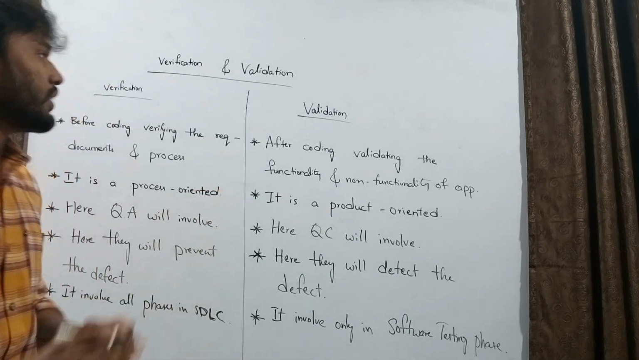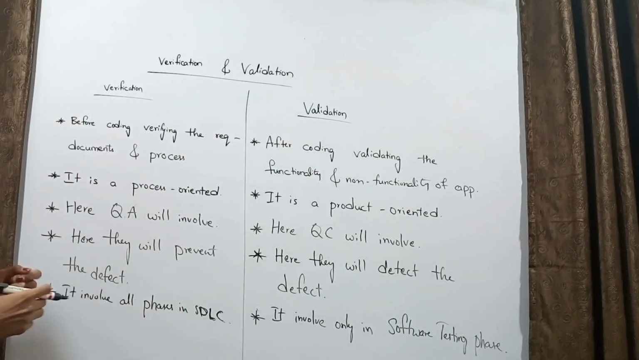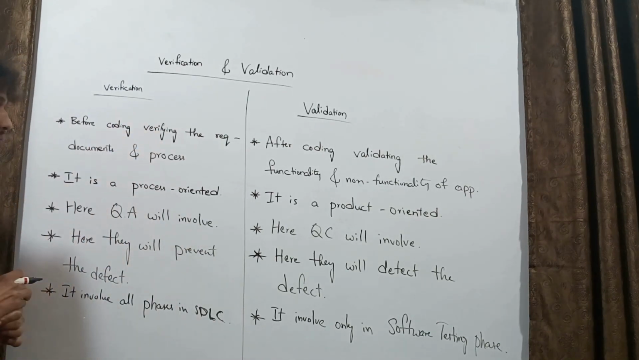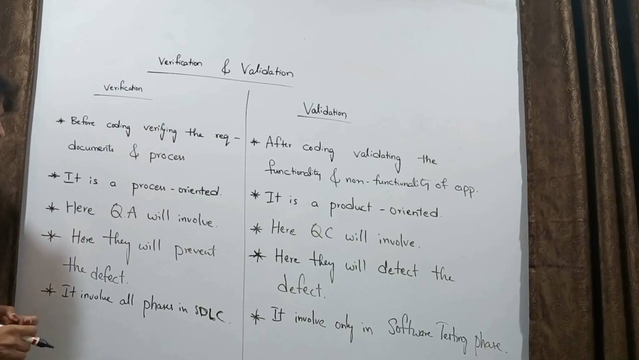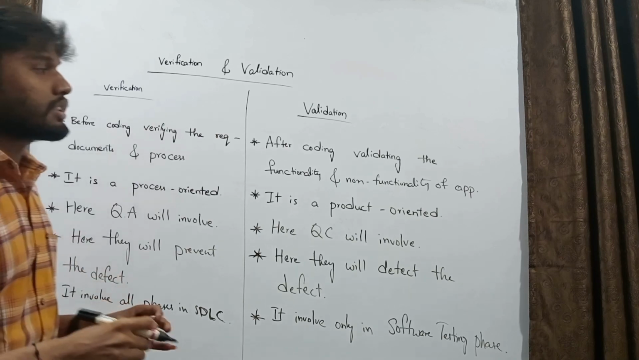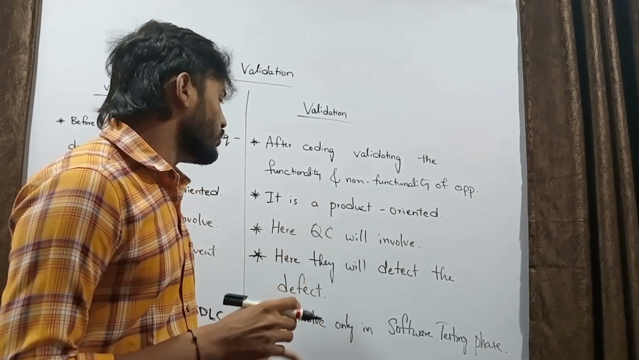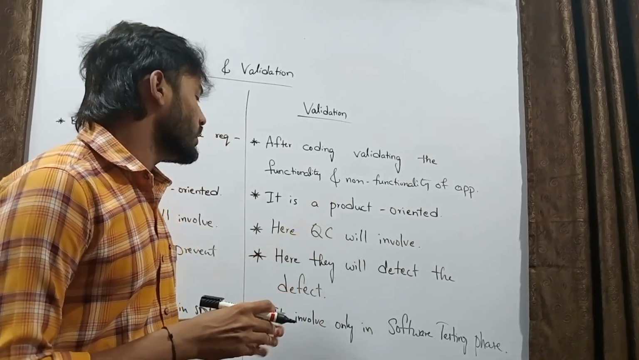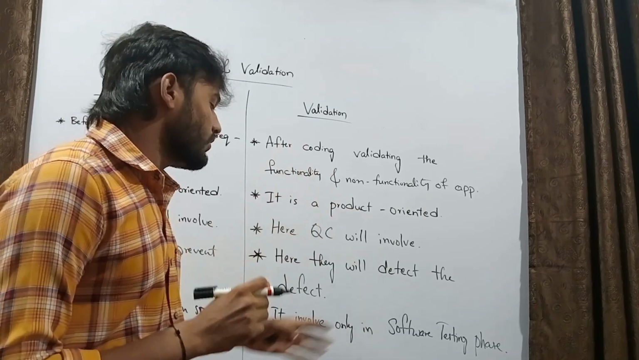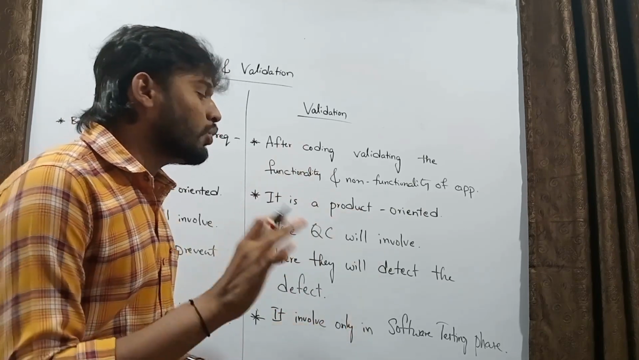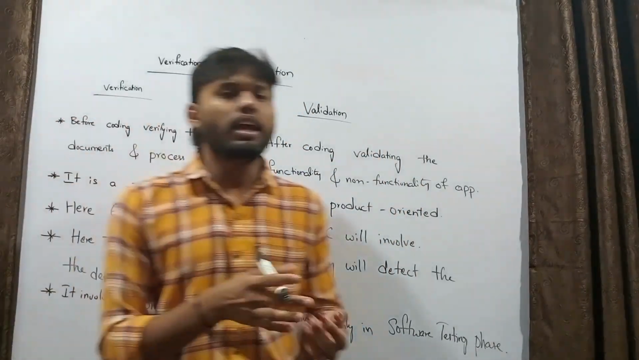So this is the difference between verification and validation. Verification means we are verifying the documents and process; it is process oriented, QA is involved and prevents the defects, and it involves all phases. Here we validate the functionality and non-functionality; it is product oriented, QC is involved and they detect the defects, and it involves only the software testing phase. So guys, this is about verification and validation.